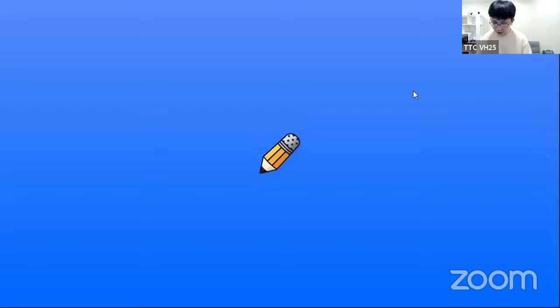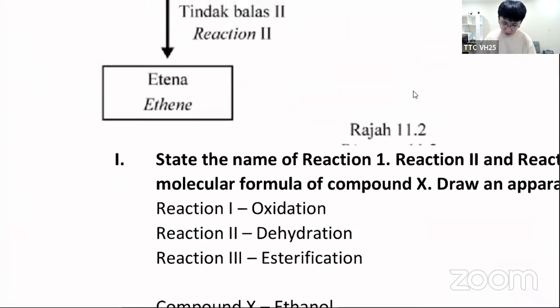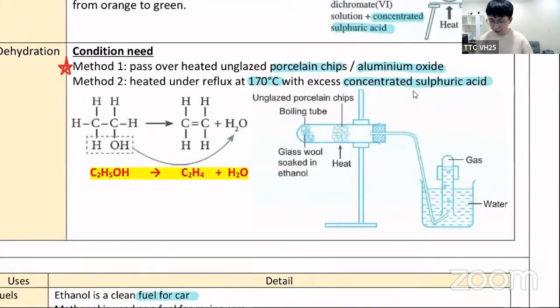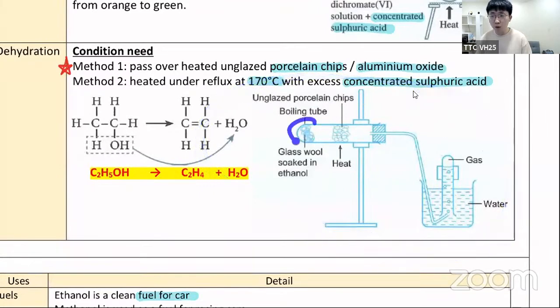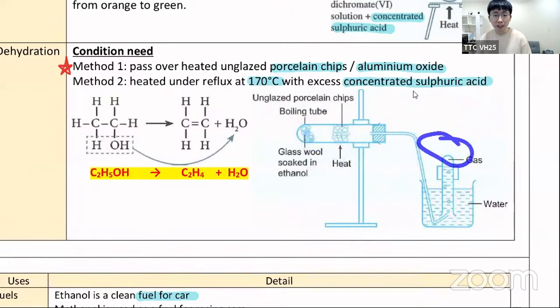Okay, so we are doing dehydration. Dehydration is supposed to be something like this. Okay guys, this will be the picture for dehydration. So you have a glass wool soaked with alcohol, and then you put your porcelain chips before it. You heat it, then you get your gas here. You get your ethene gas here.